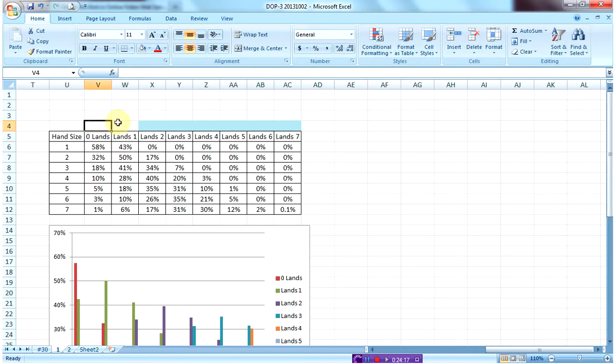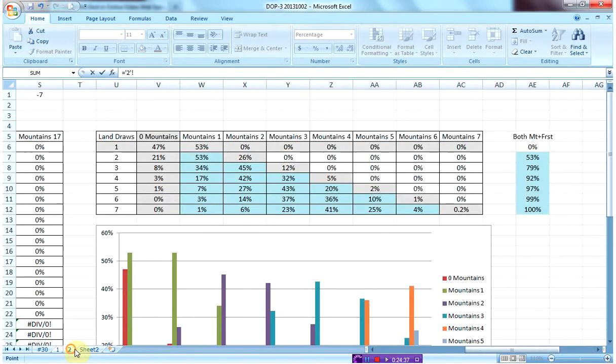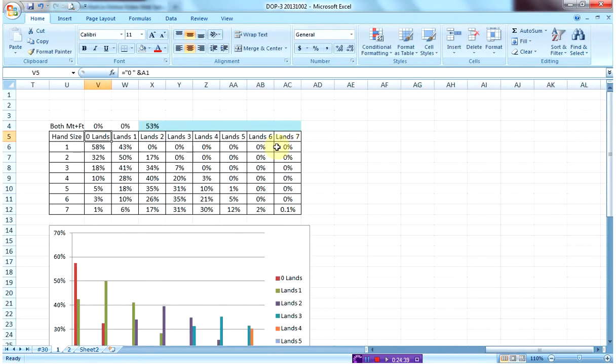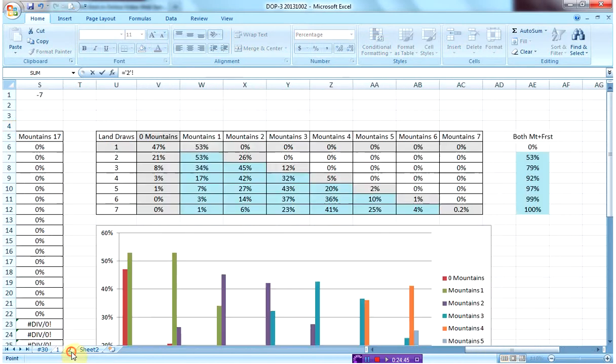What I'm going to have to do is both mountain and forest with 0 lands. There's a 0% chance I have both. On one land, there's a 0% chance I have both. I think there's maybe a better way to do this.